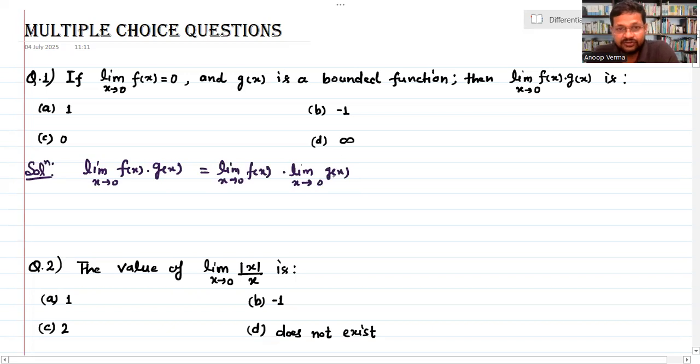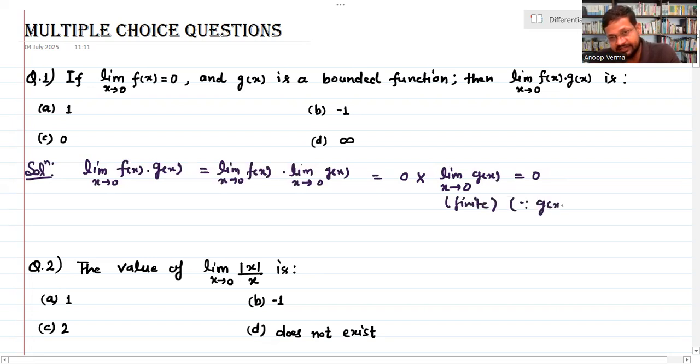Whatever the limit of g(x) will be, because g(x) is a bounded function, it will be some finite value. So if you are multiplying this 0 with the limit x tending to 0 of g(x), which is some finite value since g(x) is bounded, this will be equal to 0. So the limit will be equal to 0.